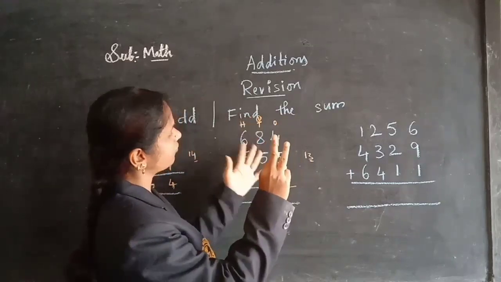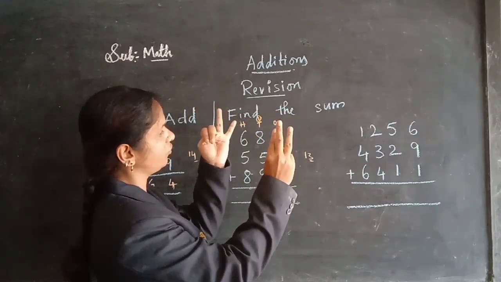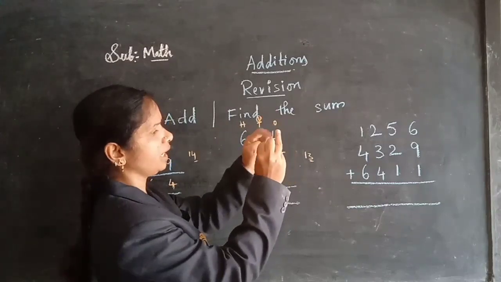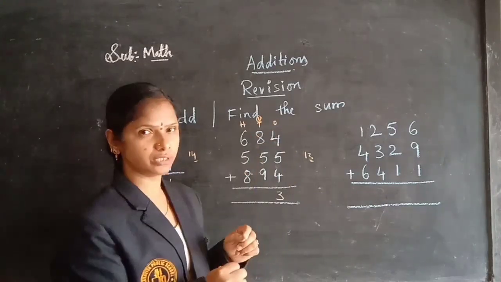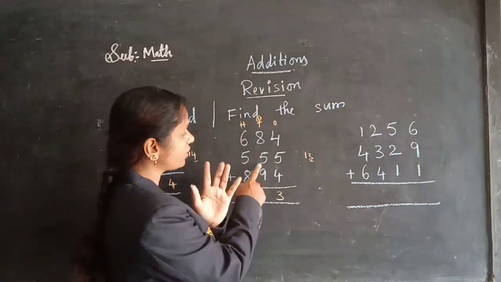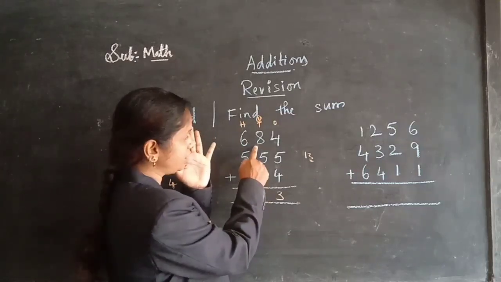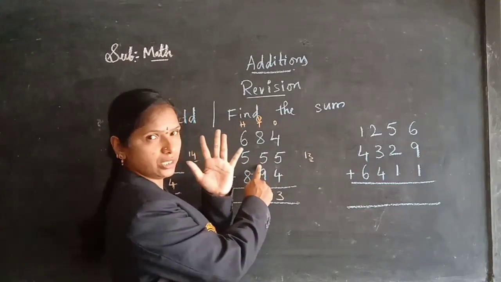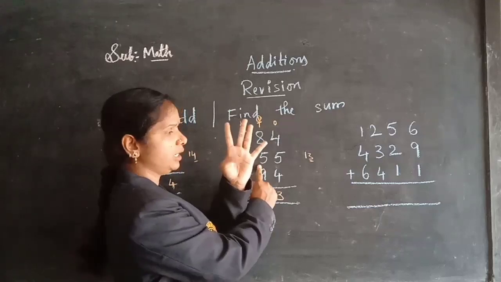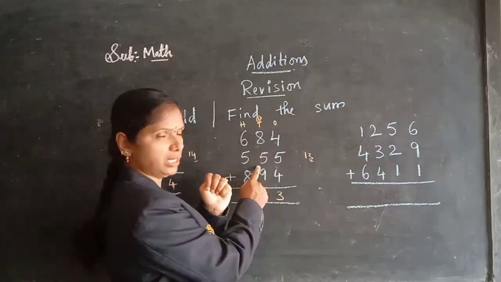See, 1 after 8, I open 8 fingers: 2, 3, 4, 5, 6, 7, 8, 9. When I am adding 1 and 8, I am getting 9, children. Till here I am getting 9. So 9 after I need to add again 5: 10, 11, 12, 13, 14. So 14 I am getting here.